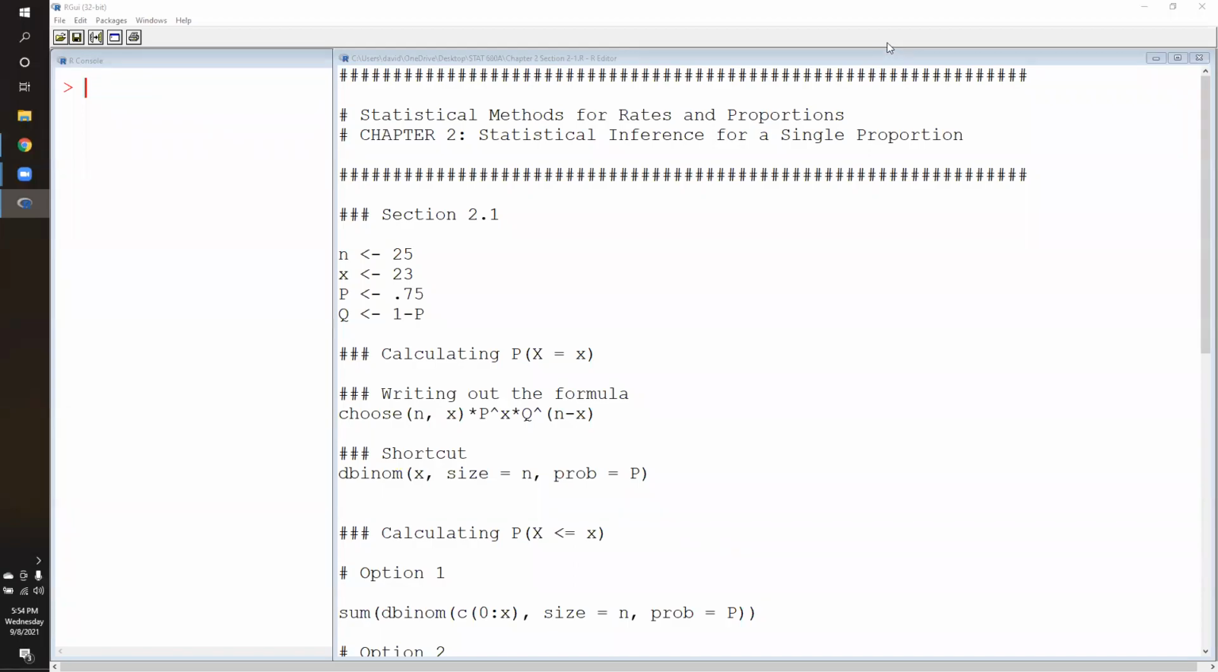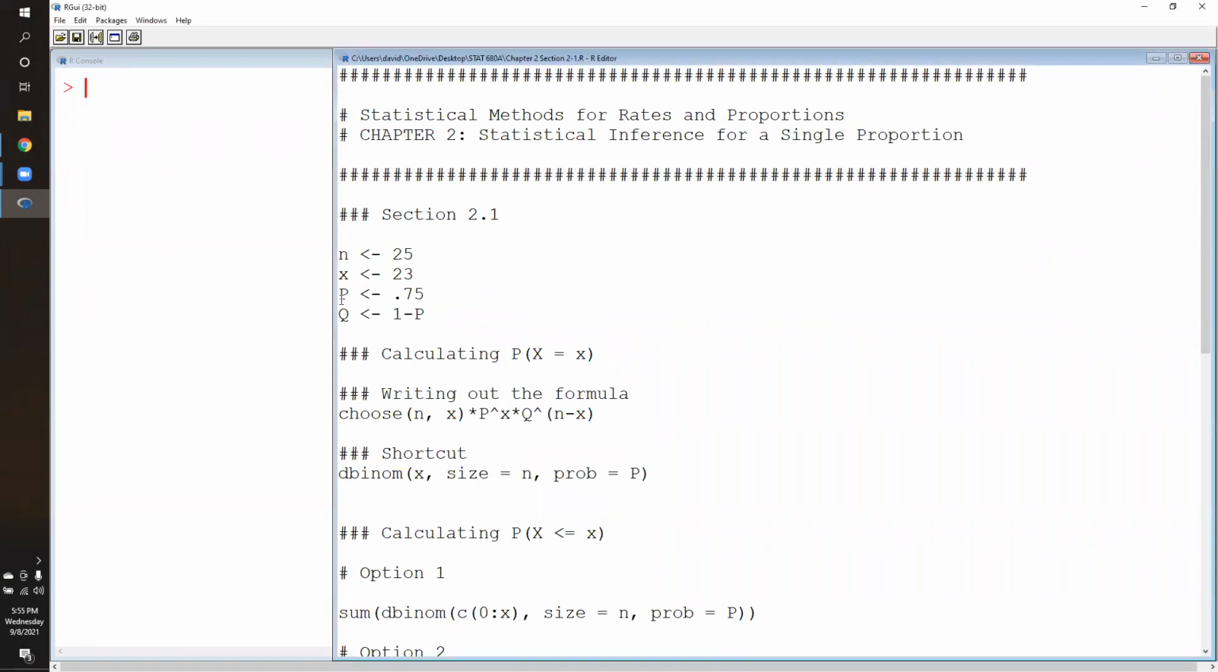Hello, everyone. Today we're going to be doing some R code that corresponds to section 2.1 from Statistical Methods for Rates and Proportions. So I'm going to start out by setting some of the variables to be similar to the example seen in 2.1. So we're going to have a fixed number of trials of 25.